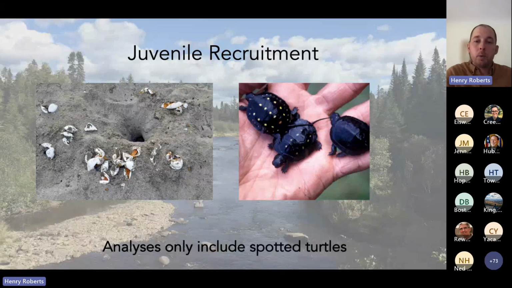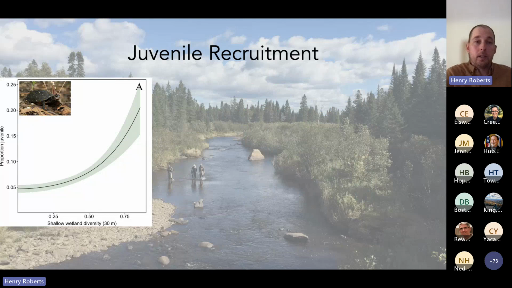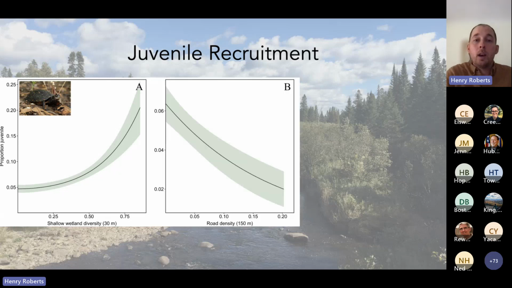So for this portion of the project, we were only really able to focus on spotted turtles, just for logistical purposes. But getting right into our results, on the y-axis here, we have the proportion of juveniles within a population or a sample. And similar to our abundance results, we saw strong positive relationships with wetland diversity. And we also saw a strong negative relationship with road density.